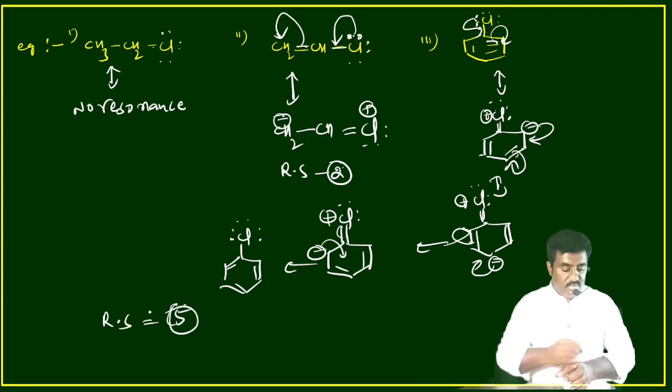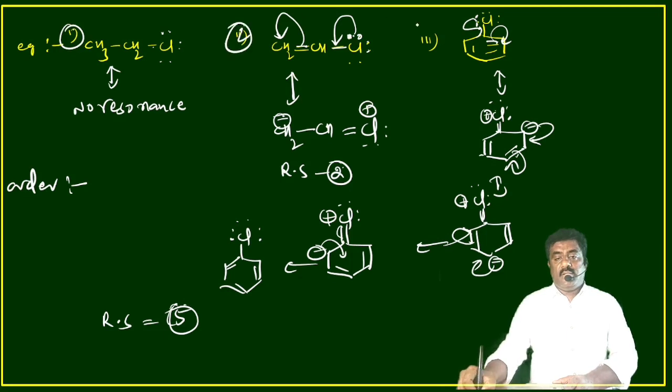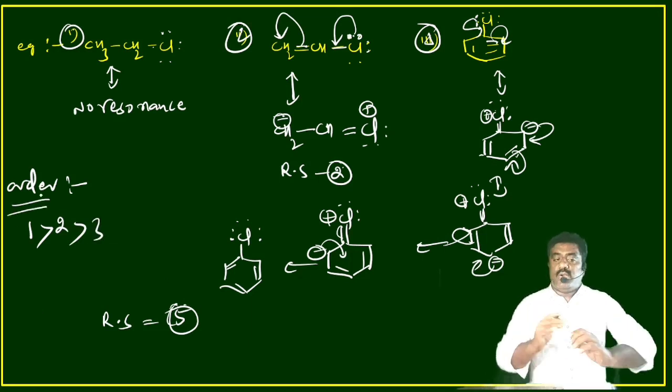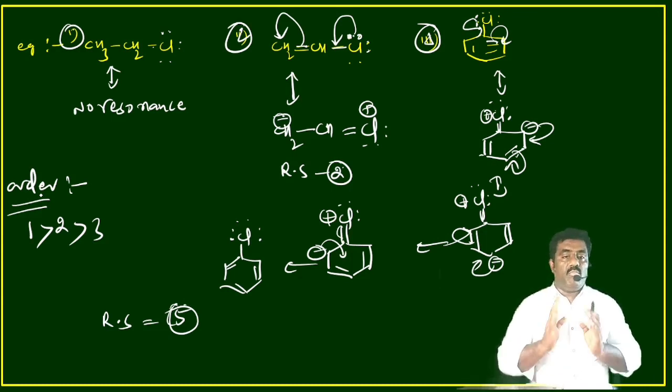So what is the order of bond length? Which has more bond length? The first one, with carbon-chlorine and no resonance, has more bond length. The second one has 2 resonance structures and the third has 5. Comparing these two, the second has more bond length, and after that the third. This is the order of bond length in the following compounds. These are the tricks for finding bond length based on the factors.